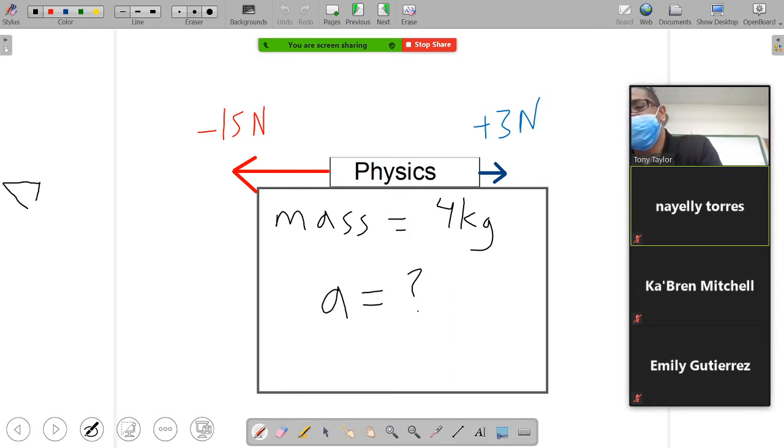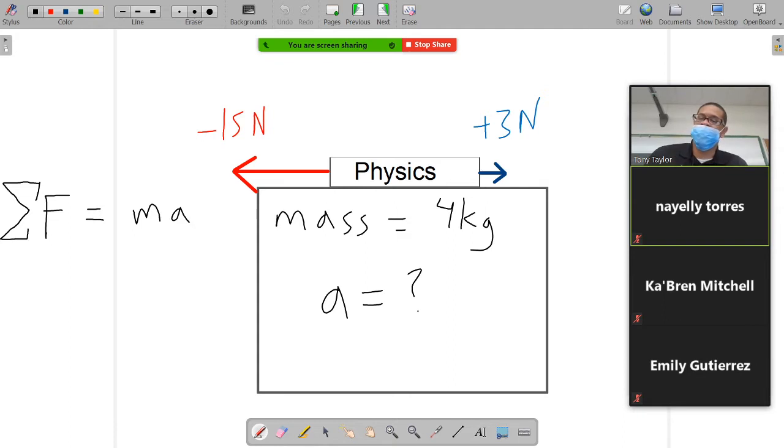In order to calculate acceleration, we will need to use Newton's second law, which says that the sum of all the forces is equal to mass times acceleration. Now, remember, guys, I told you last time that this symbol here, it looks like a weird-looking E. That's the Greek symbol sigma, and it stands for sum. Basically, what that means is you add up all the forces acting on your object, and that equals mass times acceleration of your object.